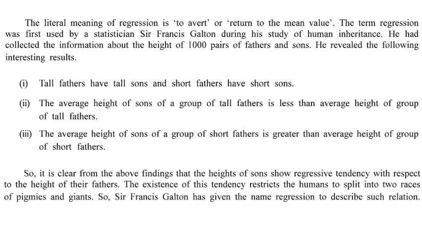So using this data, he said that the heights of sons show some regressive tendency. That is, taller fathers have a bit shorter sons, going towards the average, and shorter fathers have a bit taller sons, again going towards the average. Therefore we have people with all kinds of heights and not just tall and short heights. So he described this relationship of fathers and sons as regression.